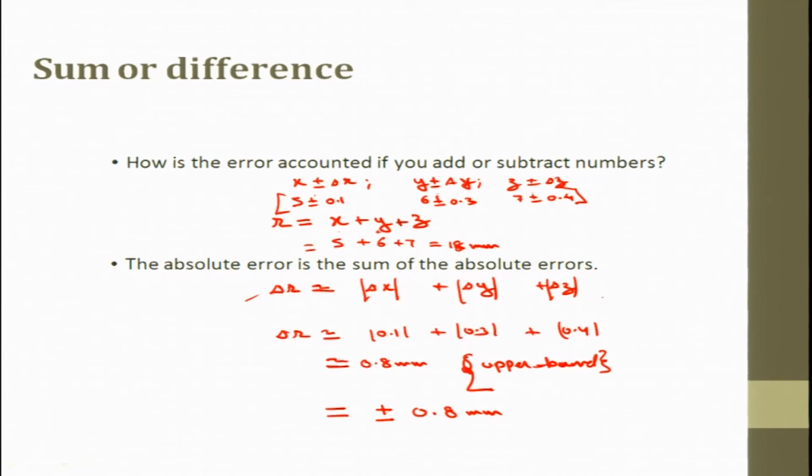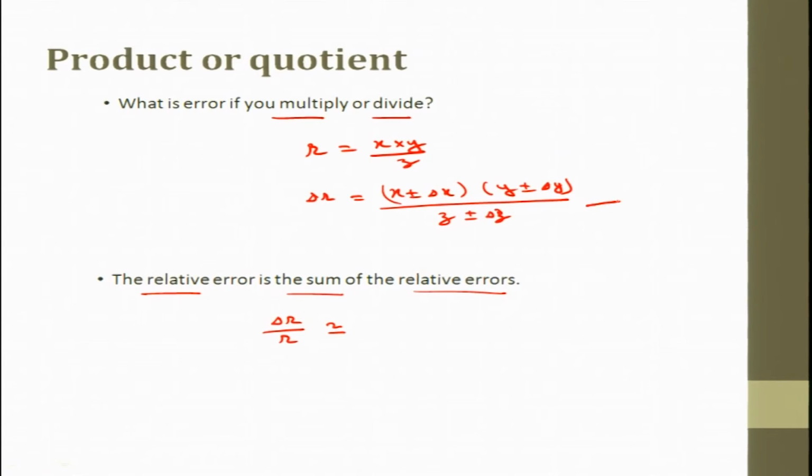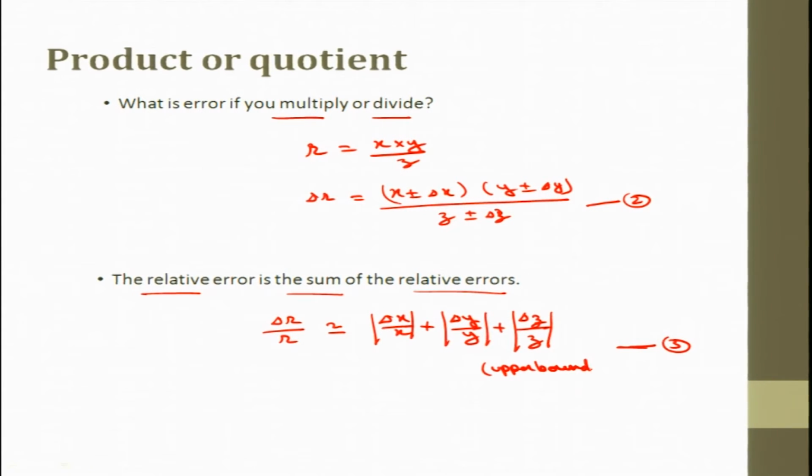This is again the sum of the relative errors in a similar fashion like this. I call it equation 1, this is equation 2. Equation 3 would be delta x by x, delta y by y, delta z by z, absolute values and sum of these. This is again our upper bound.